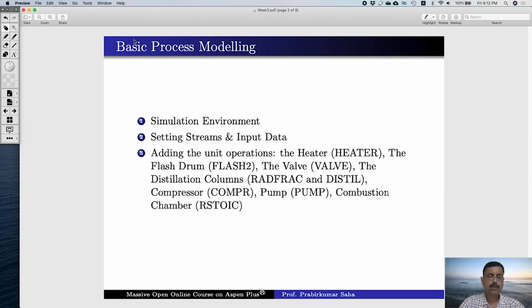We will learn the basic process modeling part, which will contain the simulation environment, setting streams and input data, adding the input operations, namely heater, flash drum, valve, distillation columns, to be very precise, RadFrac and Distill, compressor, pump, and combustion chamber. The combustion chamber will be essentially a stoichiometric reactor.